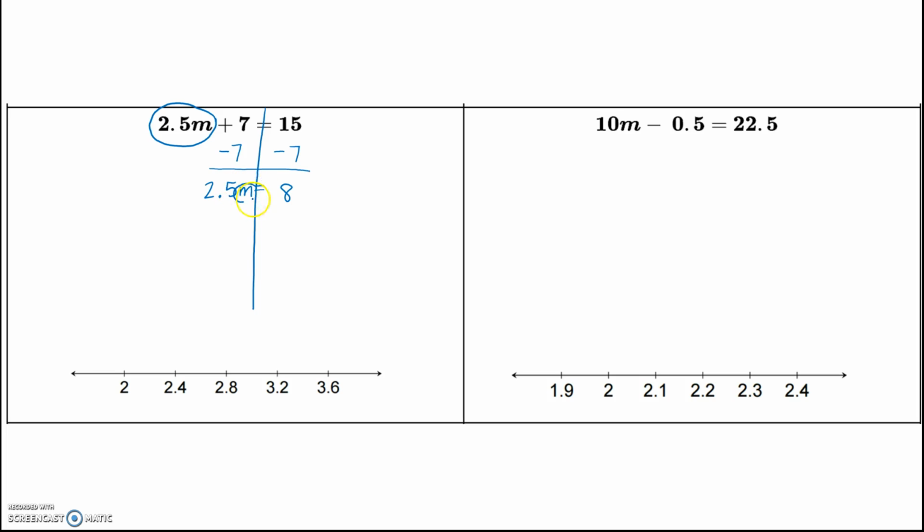Okay, so now I want to get my m by itself, so I have to get rid of everything else. Right now it's saying 2.5 times m. So I am going to do the opposite of that. It's multiplication, so I'm going to do division. I'm going to divide by 2.5. These over here cancel, so now I need to do 8, top in, bottom out, divided by 2.5. If I have a decimal out here, I need to move it so it's a whole number, and I'm going to do the same on the inside. So now it's 80 divided by 25.